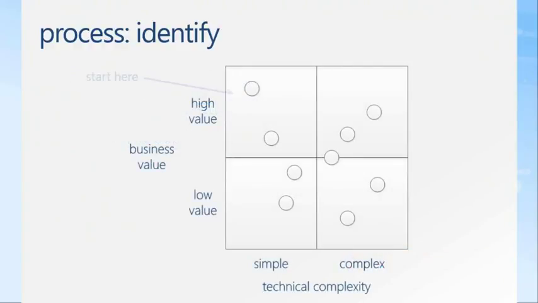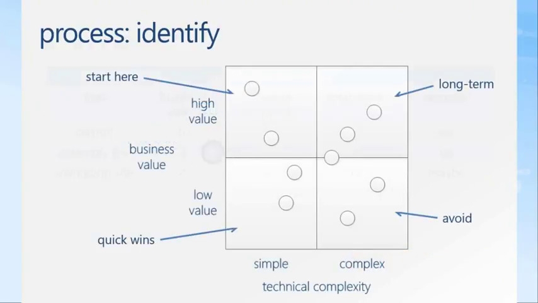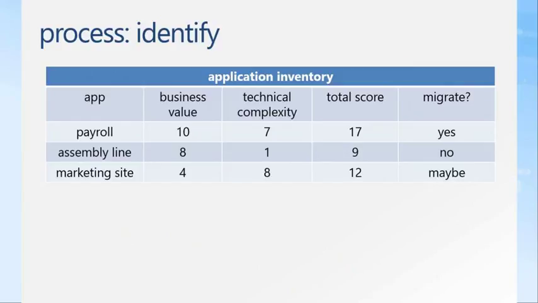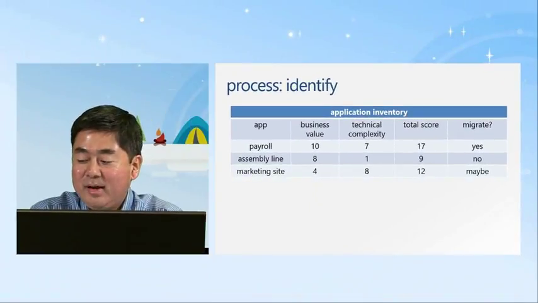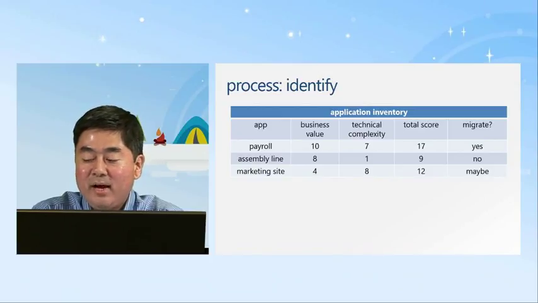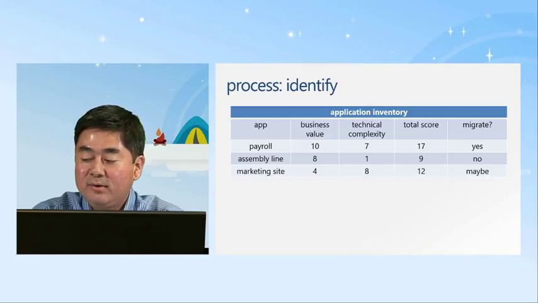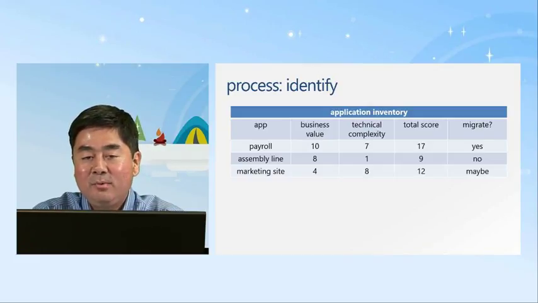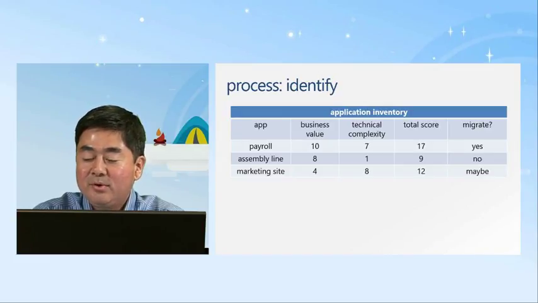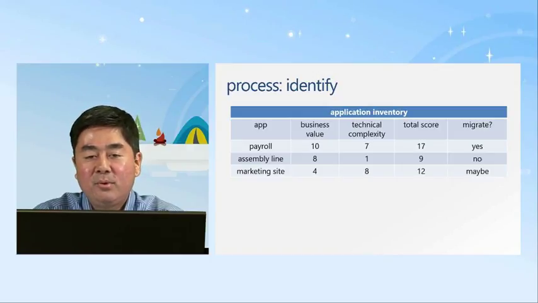Alternatively, another way you can look at coming up with this short list of applications is to come up with some sort of scoring scheme. So here, once again, we're looking at business value and technical complexity, but we've come up with a score. On the business value side, we might have a 1 representing a very simple, very low-value system, and a 10 being something that's mission critical. And on the technical complexity scale, we may have a 1 represent something that's very complex, and a 10 represents something that's simple. So what we can do then is score each individual system, add the values together, and come up with a total overall score.